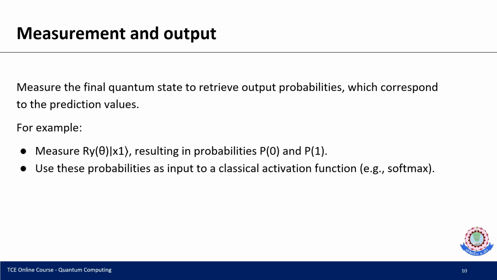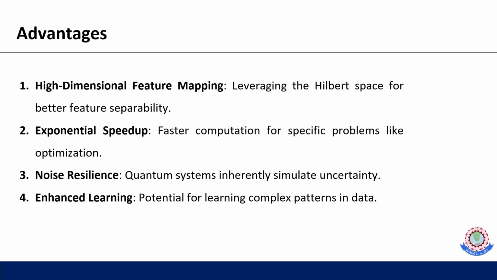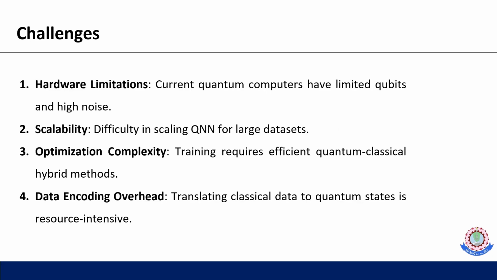So measurement and output. Measure the final quantum state to retrieve the output probabilities, which correspond to the prediction values. So measure ket x1, resulting in the probabilities p of 0 and p of 1. And also we have to find the activation function, for example softmax. So the advantages here are that high dimensional feature mapping is possible, with the help of Hilbert space for better feature separability. Next, exponential speedup is there, and we can easily control the system and enhance the learning power.